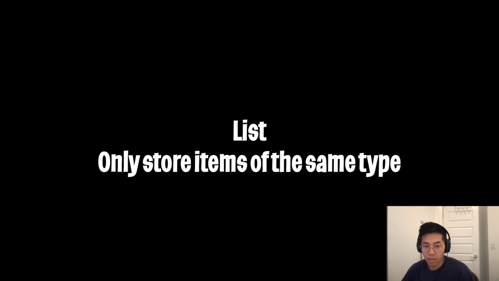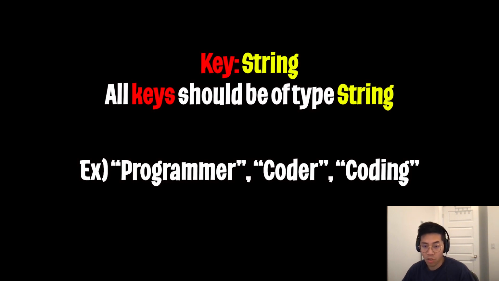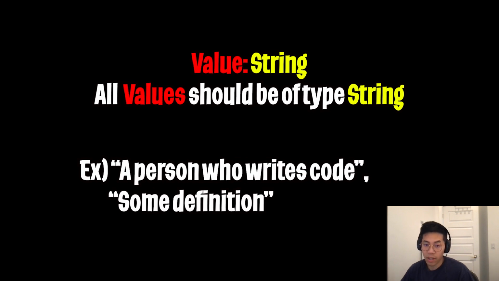So similar to a list, it is important to stay consistent with the types. So if the key is of type string, then all keys should be of type string. And vice versa, if the value is of type string, then all values should be of type string.